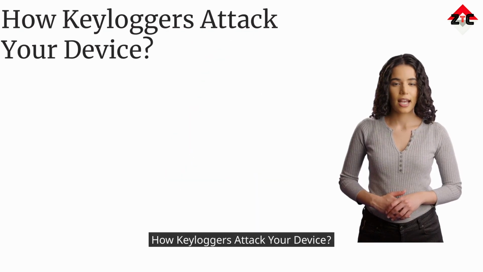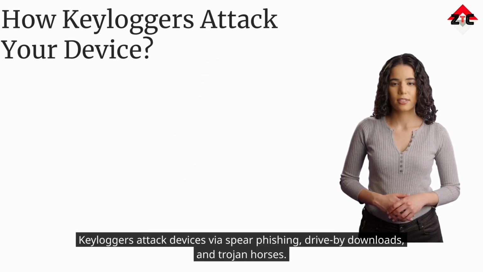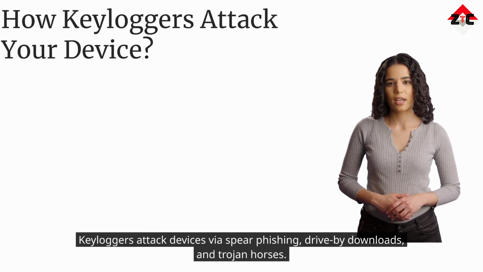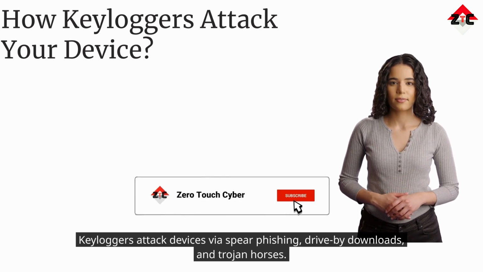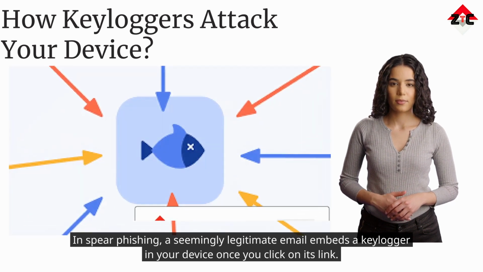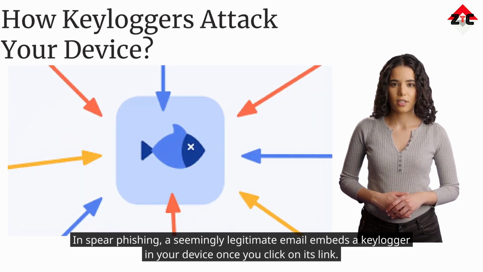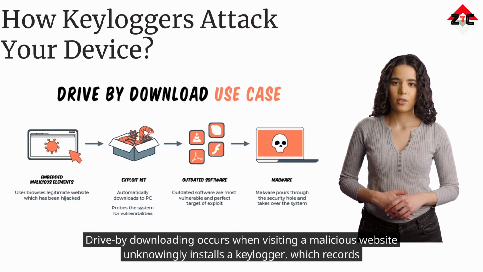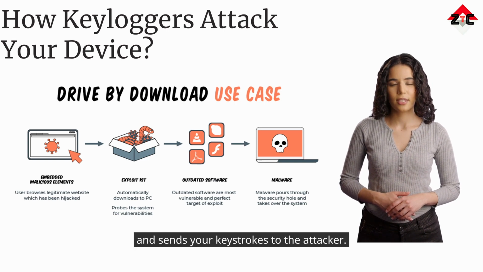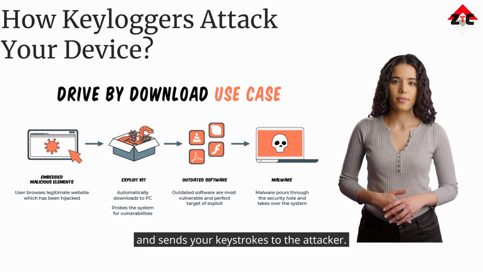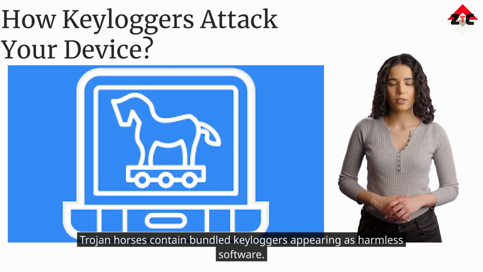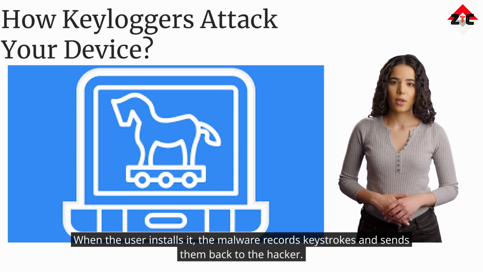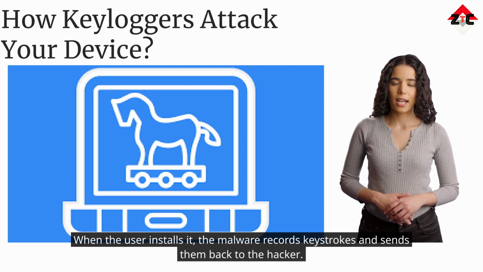How keyloggers attack your device. Keyloggers attack devices via spear phishing, drive-by downloads, and Trojan horses. In spear phishing, a seemingly legitimate email embeds a keylogger in your device once you click on its link. Drive-by downloading occurs when visiting a malicious website unknowingly installs a keylogger, which records and sends your keystrokes to the attacker. Trojan horses contain bundled keyloggers appearing as harmless software. When the user installs it, the malware records keystrokes and sends them back to the hacker.